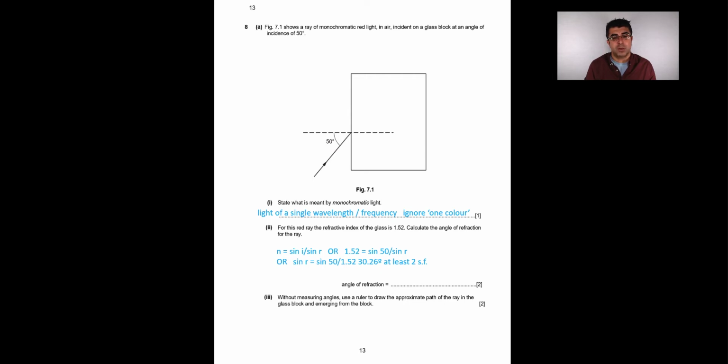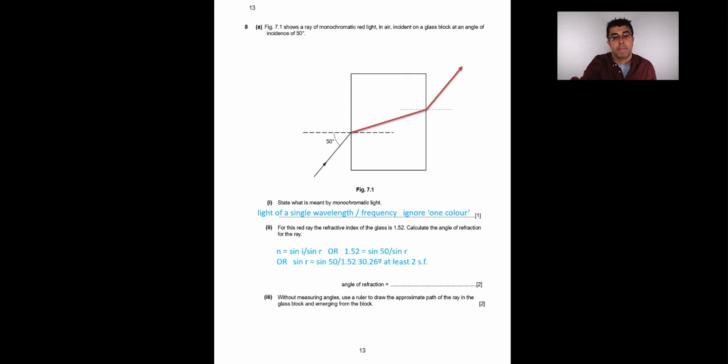Without measuring angles, use a ruler to draw the approximate path of the ray in the glass block and emerging from the block. Well, less dense to more dense, it's going to bend towards the normal. At the other side, I'd draw a normal. More dense to less dense, it bends away, but not only does it bend away, the incoming ray in a rectangular block and the outgoing one have to look parallel to one another. So bending towards and then bending away, but looking parallel.